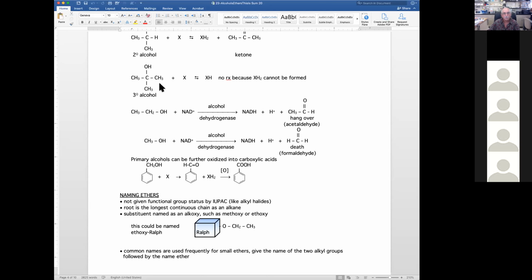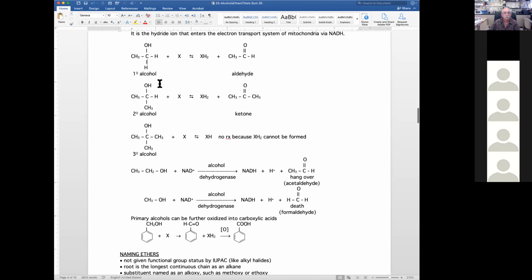So in the lab, say you're doing an experiment trying to determine the structure of something, and you know already that it's an alcohol from infrared, IR signals or something like that. Well, is it a primary, secondary, or tertiary alcohol? Well, you would oxidize it and see what your products are or not.